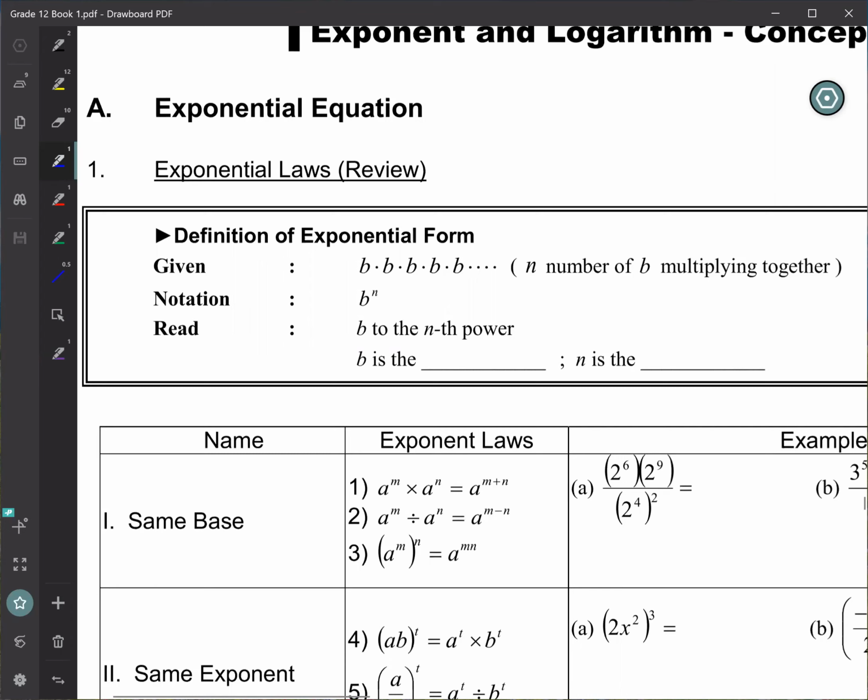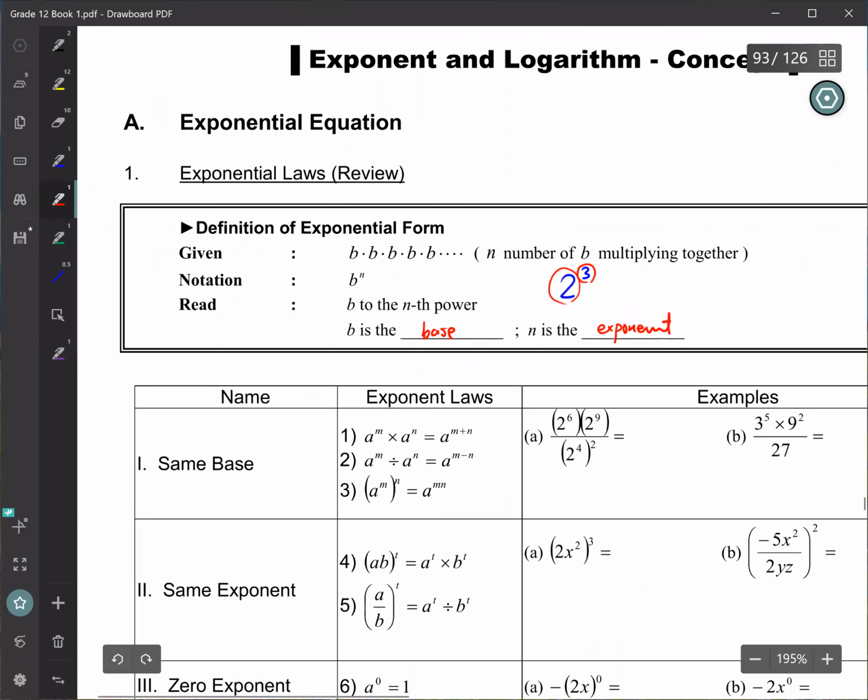Just like if you have 2 and then a little 3, the 2 is called the base, right? So that's why it starts with b. And what about n? Tiana, do you remember? What's n? Is it power? Yeah, you can say b to the n power, or we just call it exponent. Usually we just say exponent.